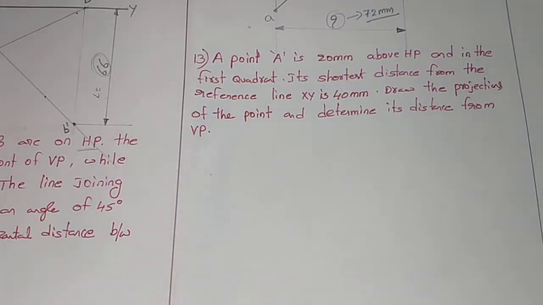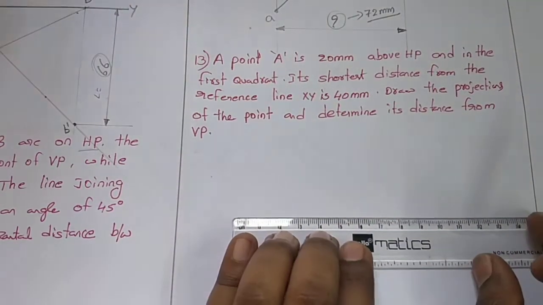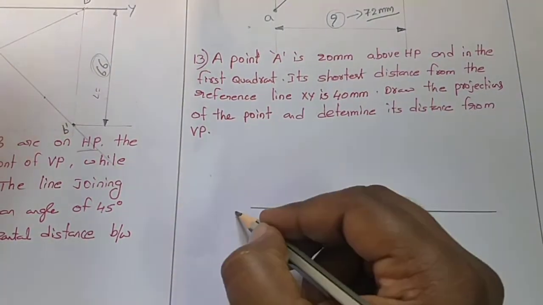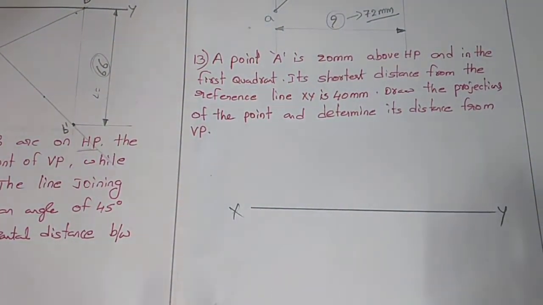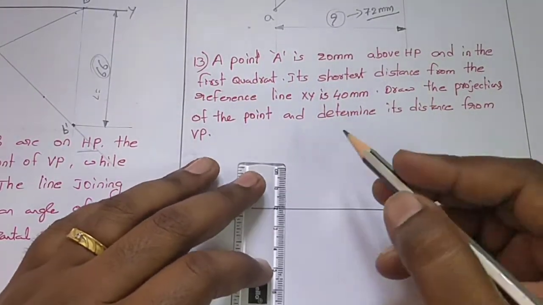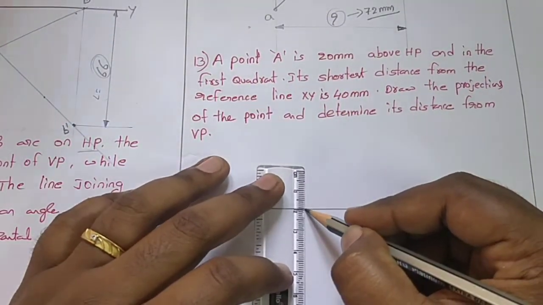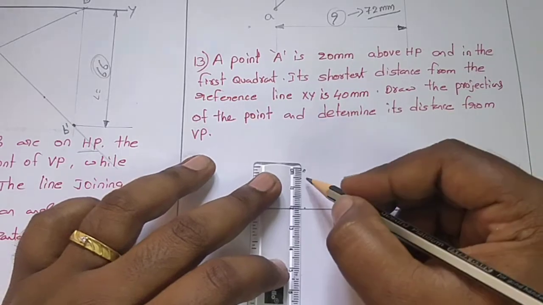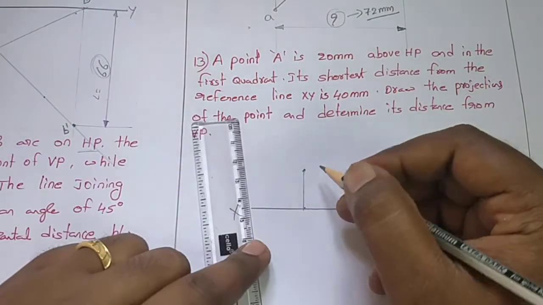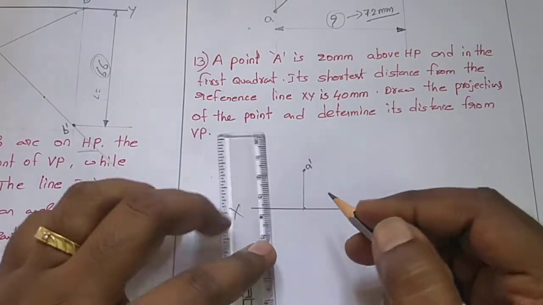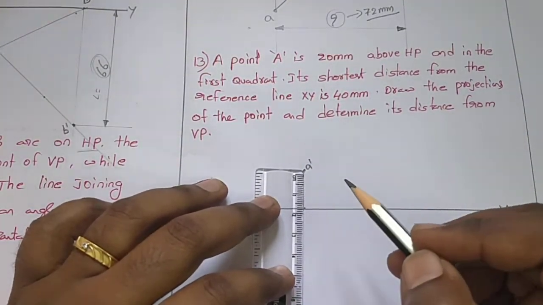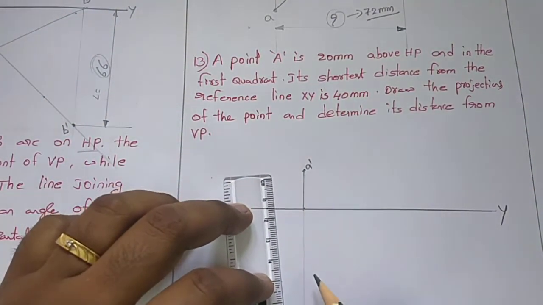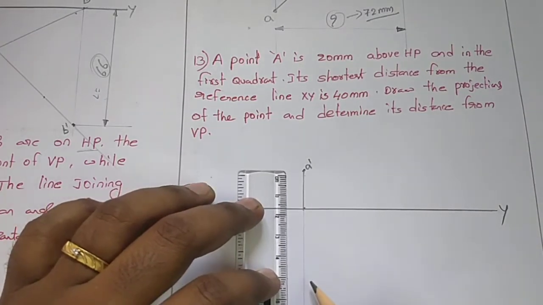Okay, first for this draw the XY line. Next, the point A is 20 mm above HP. First take any point, locate the point A. The point A is above HP. Above HP means it is the front view. Next, in front of VP, they have not given. We need to find out this distance. The point A is some distance from the vertical plane. We need to find out this top view.